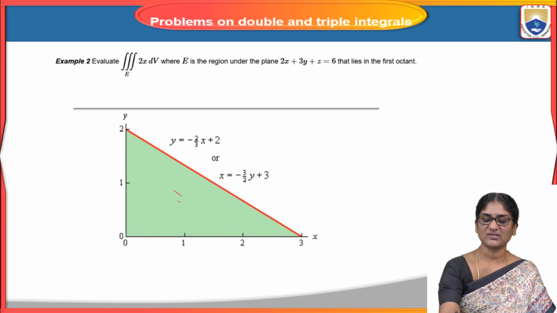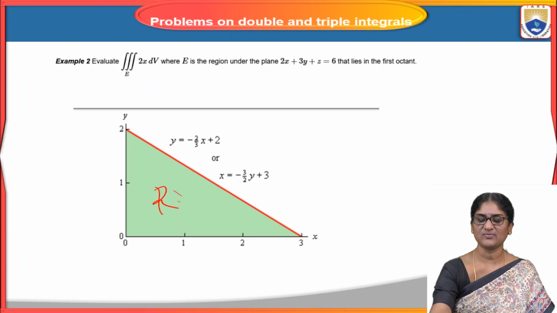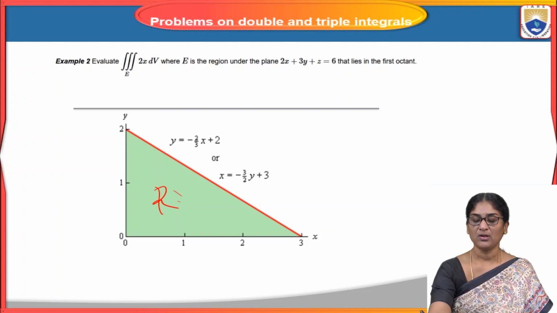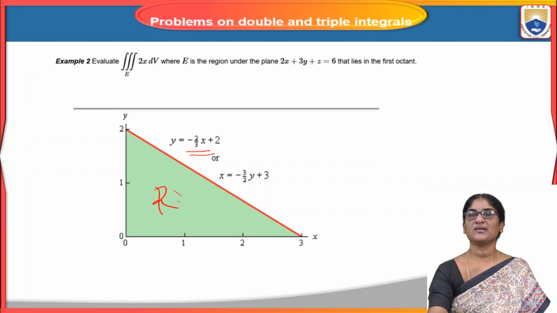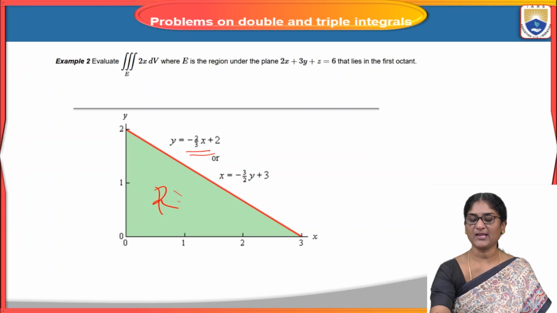Now this is the first quadrant. This is the given region, which lies in the first quadrant. So you can either bring the x value in terms of y and z, or the y value in terms of x and z. Suppose we take y in terms of x and z: y = -2/3 x + 2, and x = -3/2 y + 3. Here, as this is the xy plane, we are taking z as 0. So easily we can convert like this.